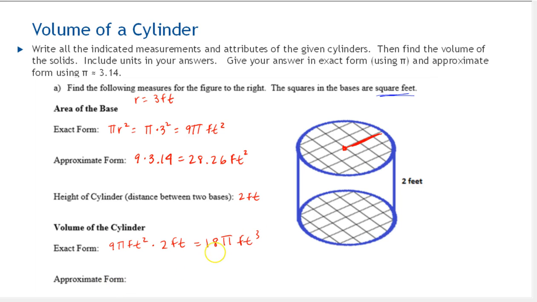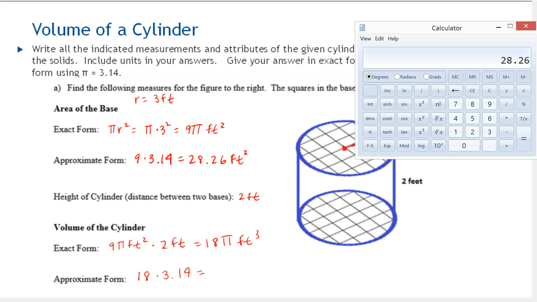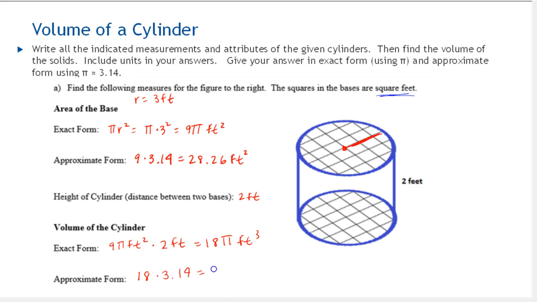For the approximate form, I'm just going to take the exact form and replace pi with 3.14. So we have 18 times 3.14. That's going to be in feet cubed, but we'll write that at the end. 18 times 3.14 gives us 56.52 feet cubed. Okay, let's look at the next one.